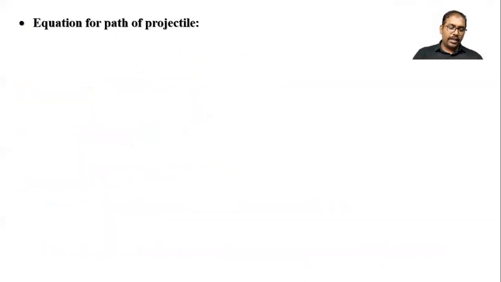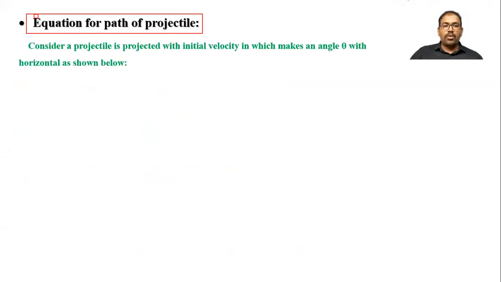We have to learn the equation for the path of a projectile. So let me consider a projectile is projected with initial velocity u in the upward direction, which makes an angle theta with the horizontal.